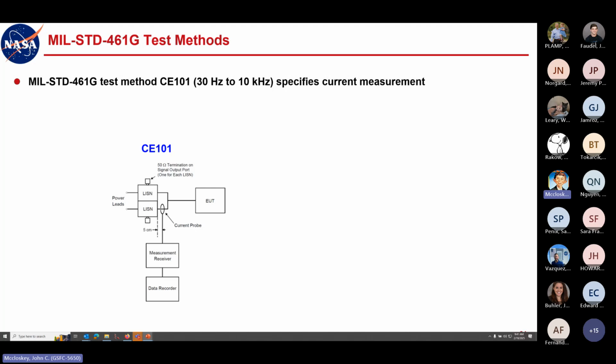Anyway, Mil Standard 461 test method CE 101 from 30 hertz to 10 kilohertz is the default. That specifies a current measurement. Okay, so you have a current probe. This is showing it measuring on the return lead here. This is the default technique where you're measuring one wire at a time.